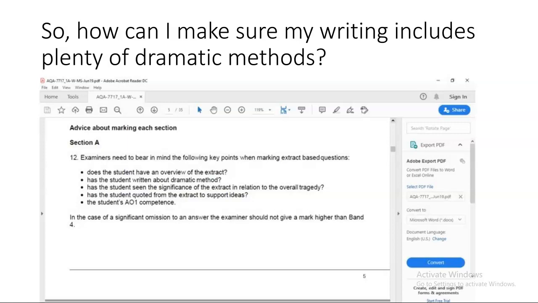Today we're continuing looking at dramatic methods, moving on from the annotations that you've made on the extract from Act 3, Scene 3 to look at how you can include these dramatic methods in your writing. What does it look like in a really good paragraph?